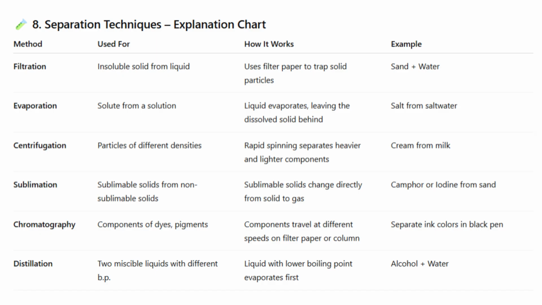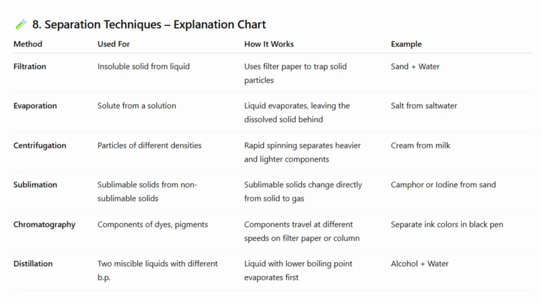Centrifugation: Method used for particles of different densities. How it works: Rapid spinning separates heavier and lighter components. Example, cream from milk. Sublimation: Method used for separating sublimable solids from non-sublimable solids. How it works: Sublimable solids change directly from solid to gas. Example: camphor or iodine from sand.